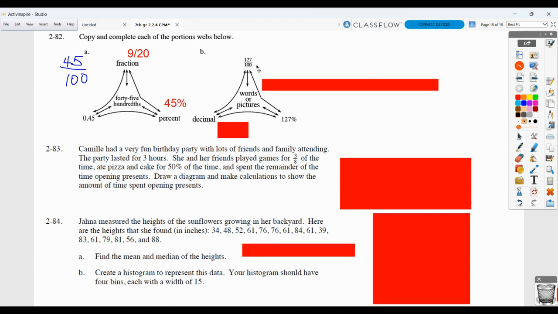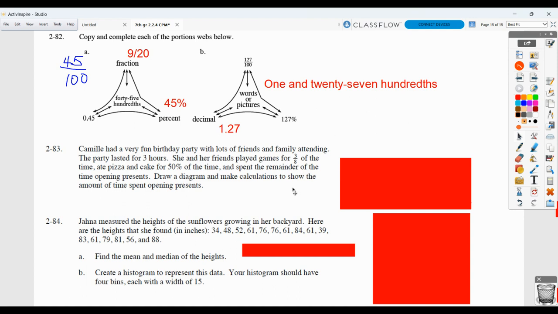Here we have the fraction, which is greater than 1, and the percent. We need decimal and words or pictures. So the decimal, when we want to change from a percent to a decimal, we move the decimal point 2 places to the left, and we drop the percent sign. So 1 and 27/100. And then in terms of words, we would say it as 1 and 27/100.